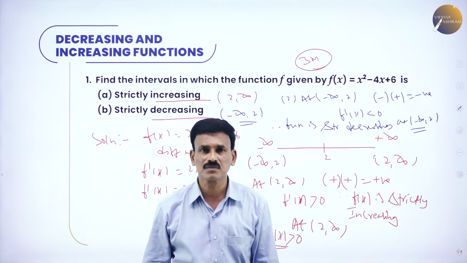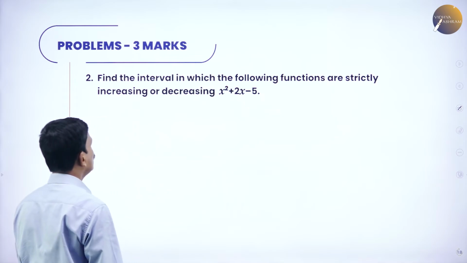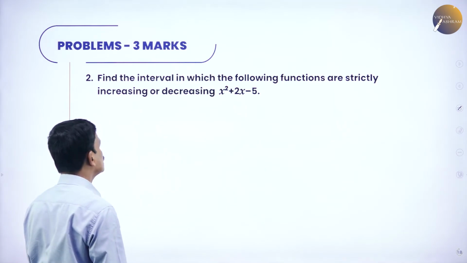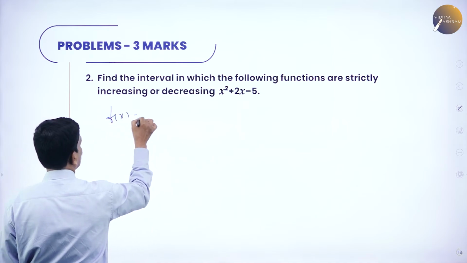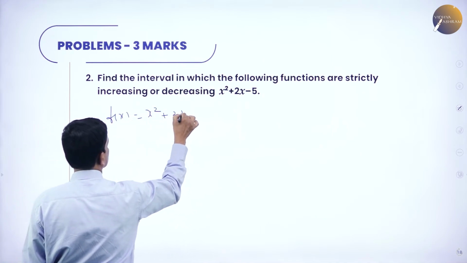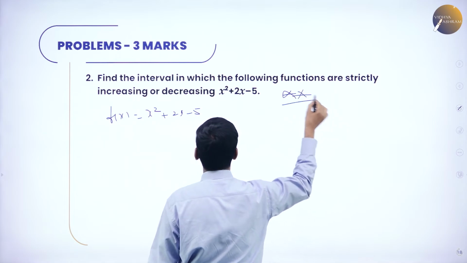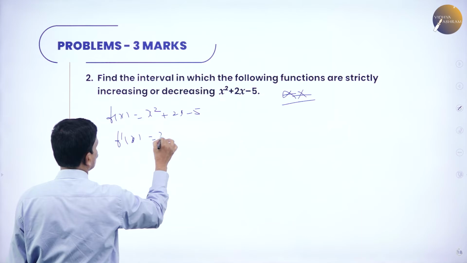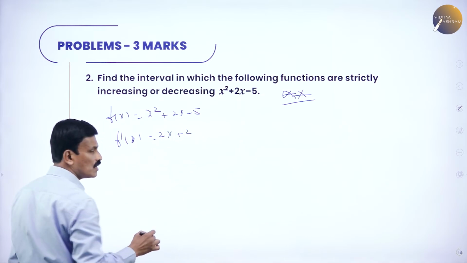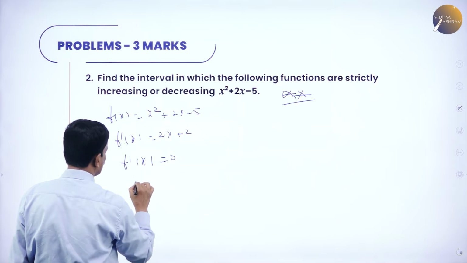Very simple, right? Now let us come to the same type of problem. One more problem: find the interval in which the following function is strictly increasing and decreasing. What is given here? F of x is equal to x square plus 2x minus 5. This is also a very important problem for 3 marks. Now let us differentiate this. F dash of x is equal to 2x plus 2.